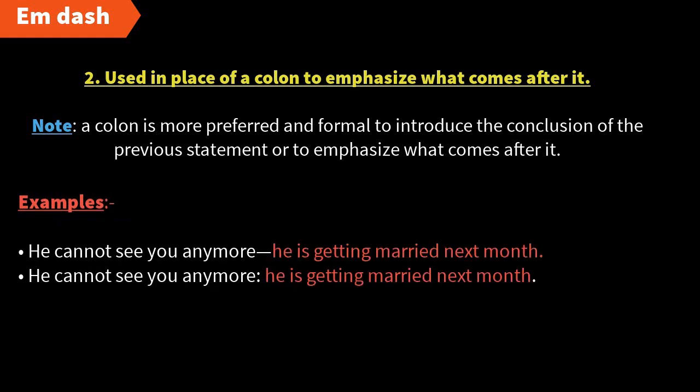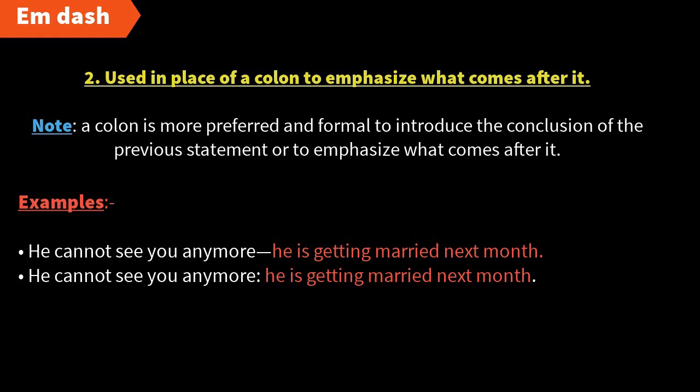He cannot see you anymore. He is getting married next month. He cannot see you anymore. That's a general statement. He is getting married next month explains the first one. And that's exactly why we use a colon. But here we are not going to use a colon. We are going to use a dash. A dash can also do the same thing to introduce something that emphasizes the previous part, right? He cannot see you anymore. Why? He is getting married next month. Understood? So that's the second way to use a dash.